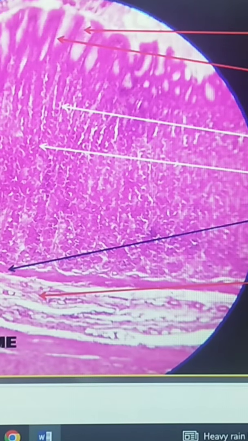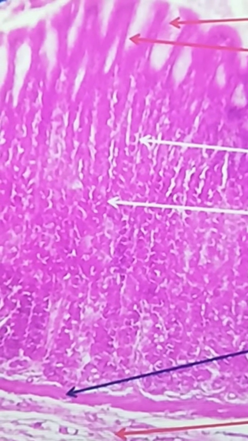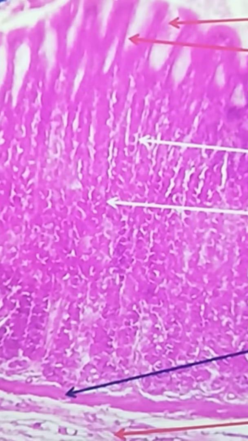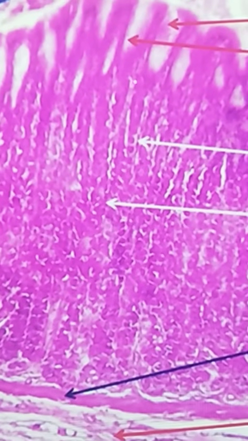The second thing what you have to see is the lining epithelium. The lining epithelium of the stomach is simple columnar epithelium. You can see it is simple columnar epithelium. So first thing what we saw is the gastric pits, which are very shallow in the case of stomach at the level of fundus. Then you see the lining epithelium is simple columnar epithelium.